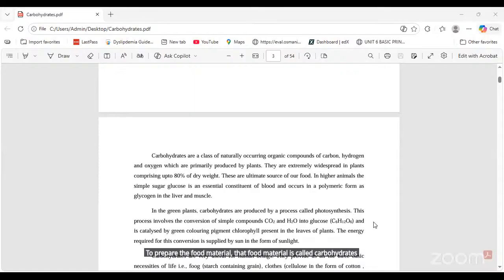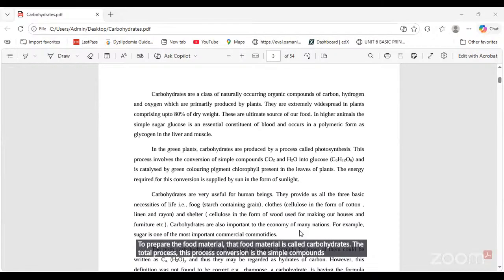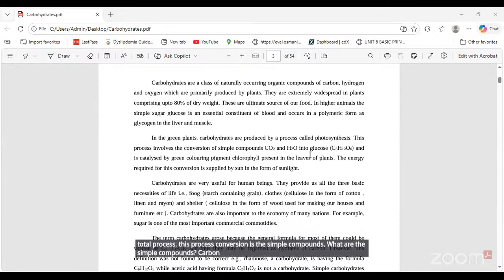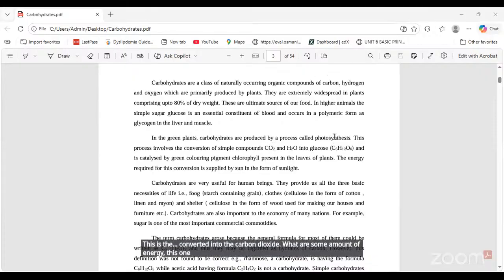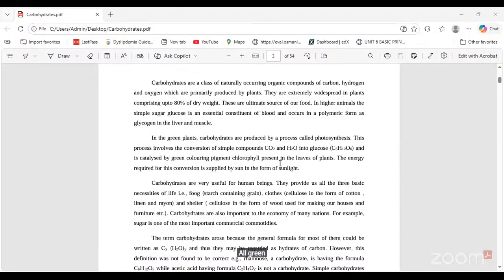In this process, simple compounds are converted. What are the simple compounds? Carbon dioxide and water, with some amount of energy, are converted into glucose, C6H12O6. This is catalyzed by which one? All green color plants. How do they catalyze?